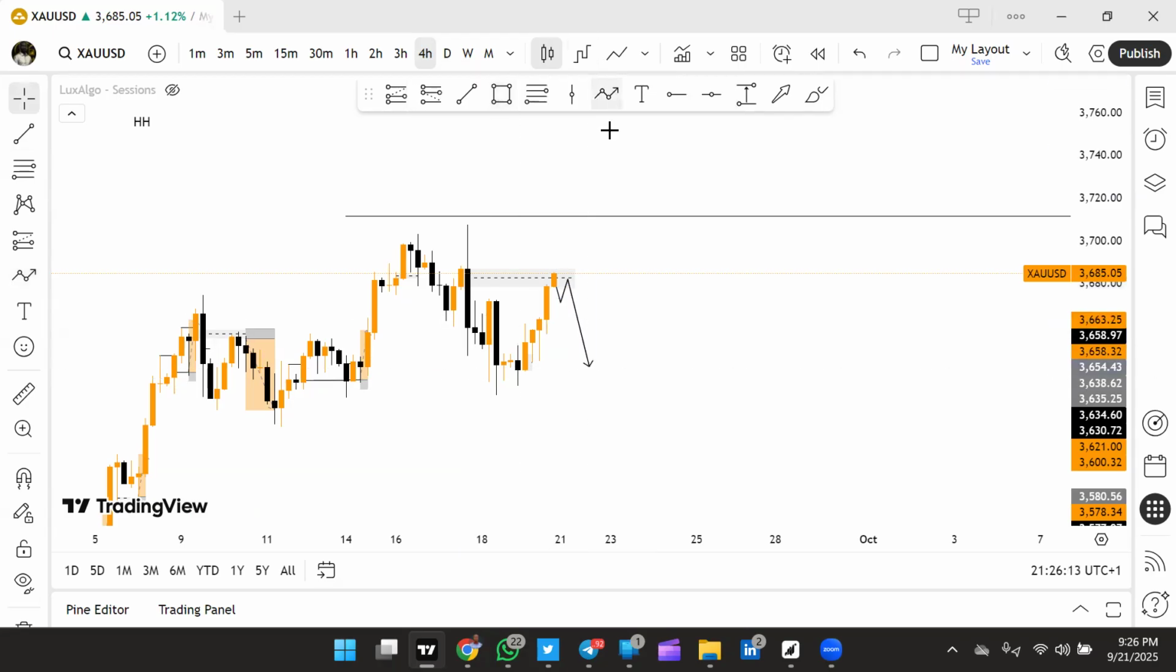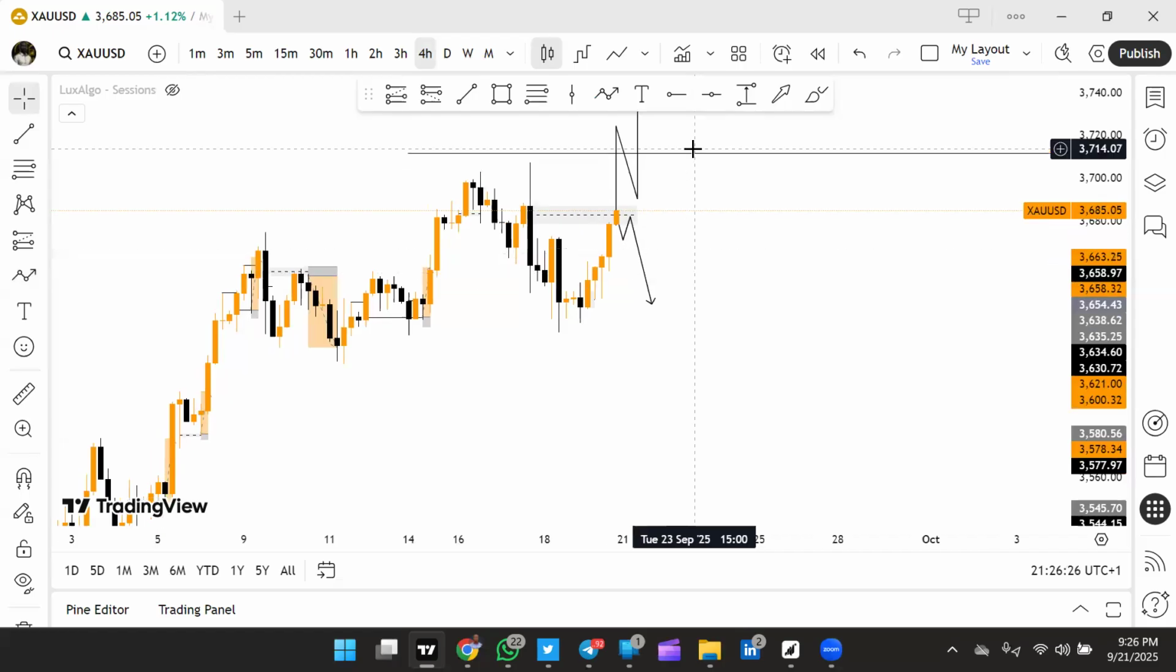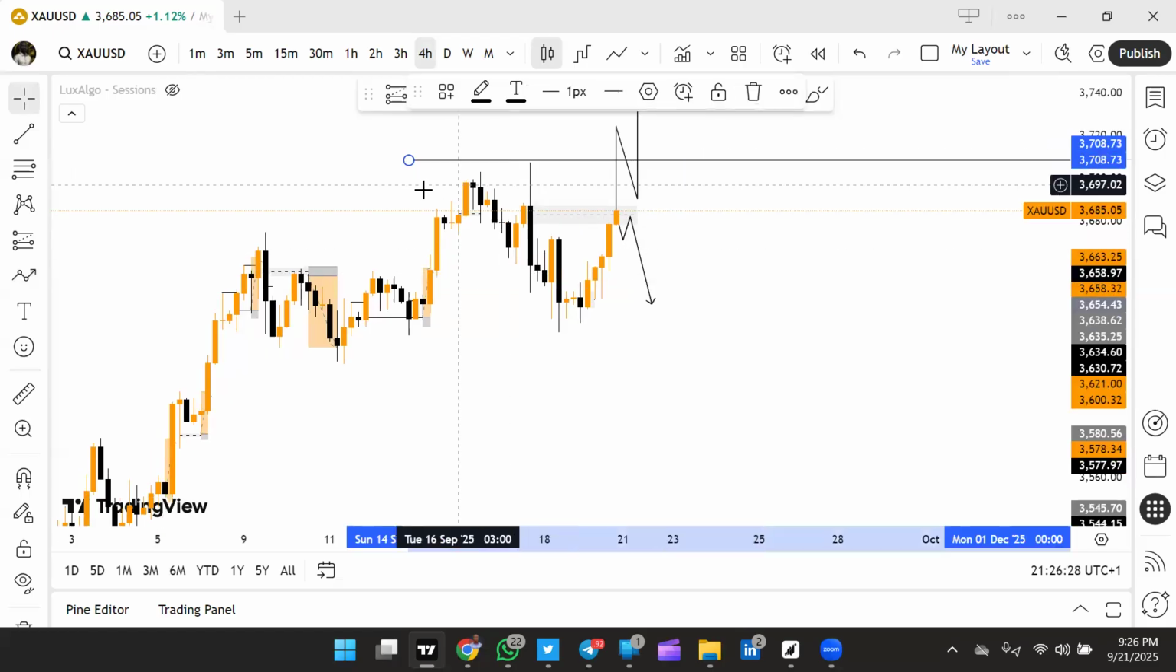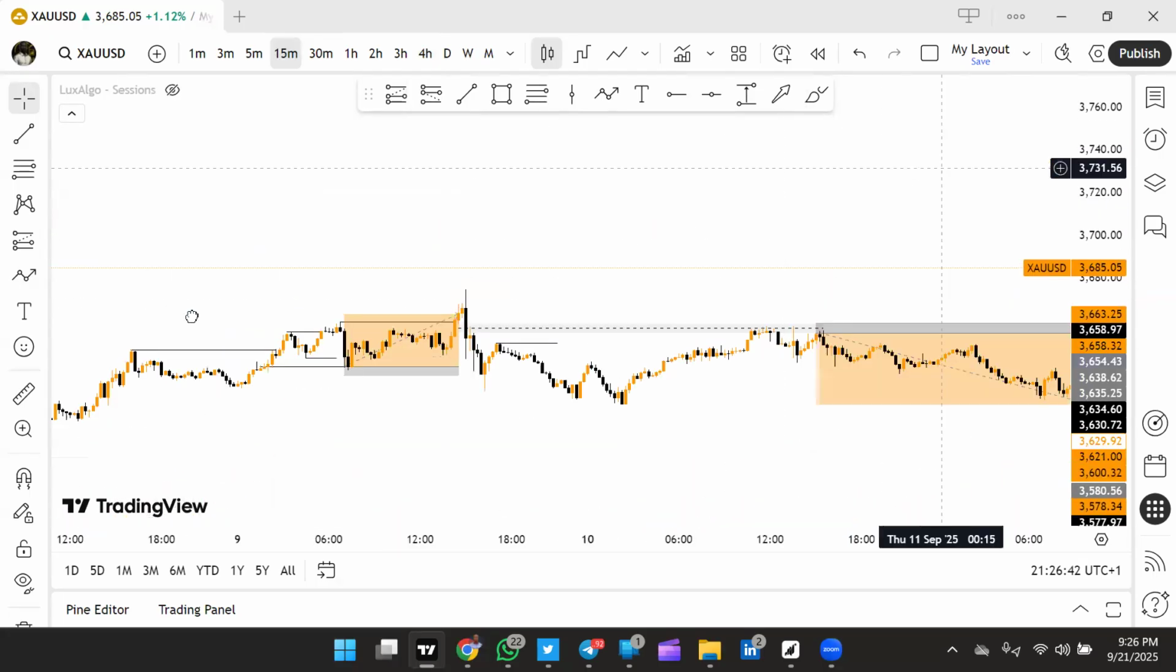So as a reactive trader, either the market does this, then I look for buy, or the market does this, then I look for sell. I don't know if I'm making sense. That's the essence of top-down analysis, starting from a higher time frame. Now let's go to the 15-minute time frame to mark out our structure again.